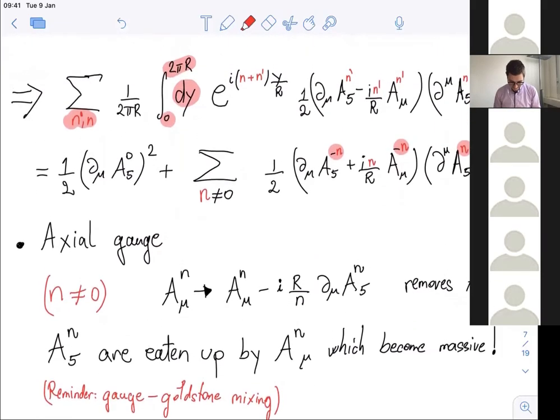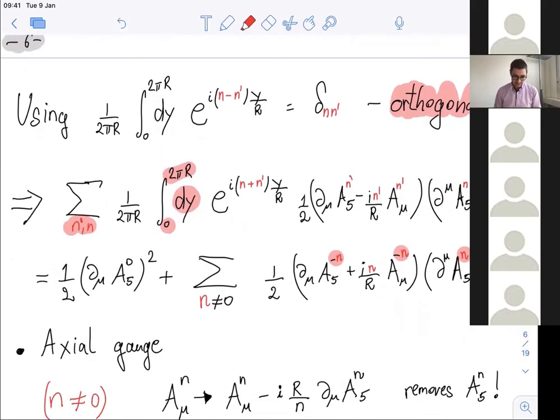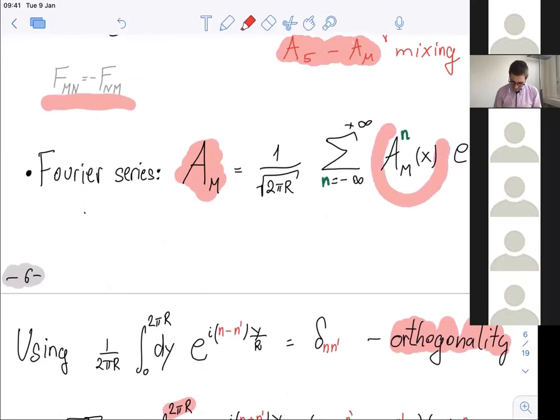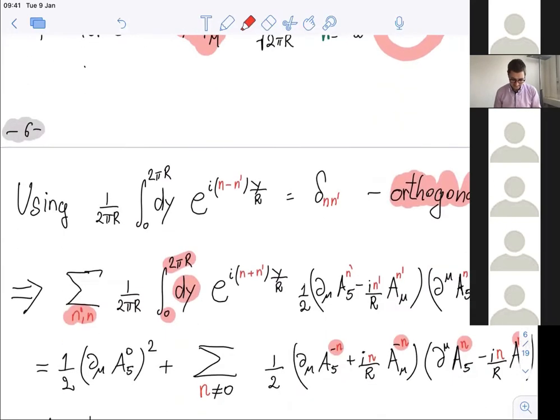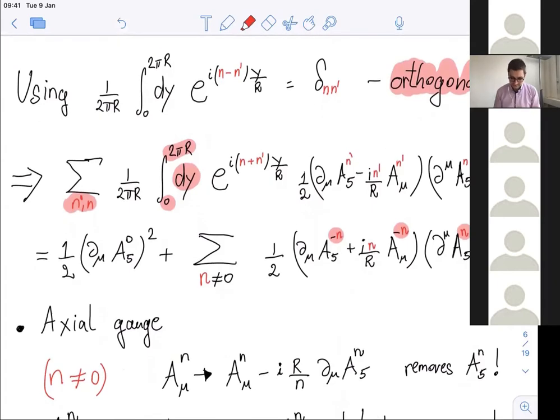Admir, sorry, may I just ask one question? Yes, please, go ahead. We use the orthogonality relation here, but isn't the gauge field also a function of y? No, these are the coefficients, the Fourier modes. Ah, okay, sorry. So they are A_mu^n of x. Okay, thanks. When they have a superscript n, they are functions of x. They are 4D fields.